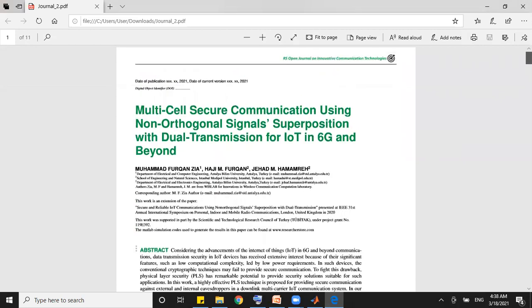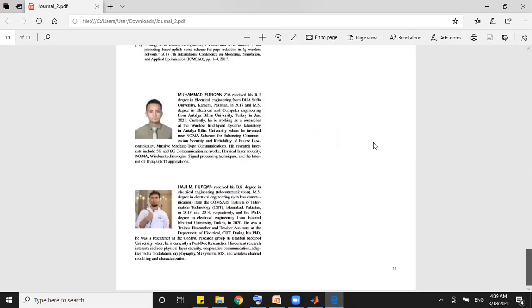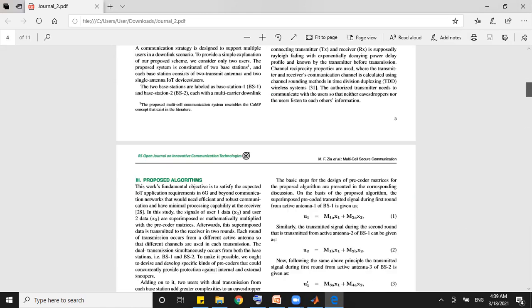For a more detailed study of this work, you can go through my journal paper on multi-cell secure communication using non-orthogonal signal superposition with dual transmission for IoT in 6G and beyond. This paper will be published in RS Open Journal. This is a preprint version of the paper, and this paper will be published hopefully in April 2021. So I will go through the mathematical expressions.